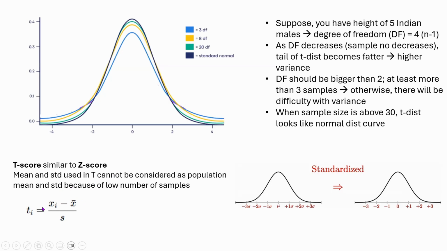If you calculate these for all of your samples, for example, here you had 5 Indian males, you can get T1, T2, T3, T4, T5 for these 5 males. Then you have basically transformed your distribution to the standardized t-distribution.